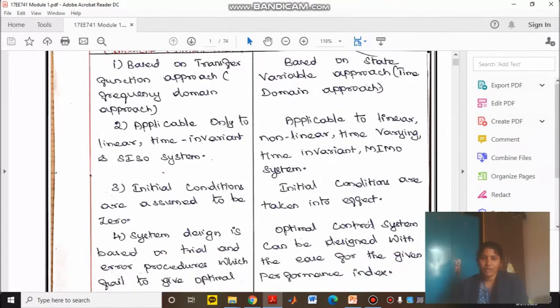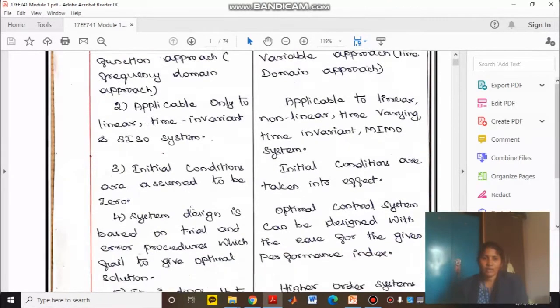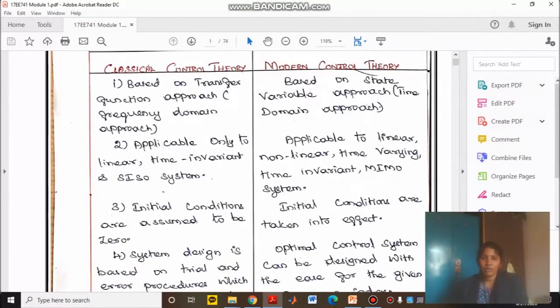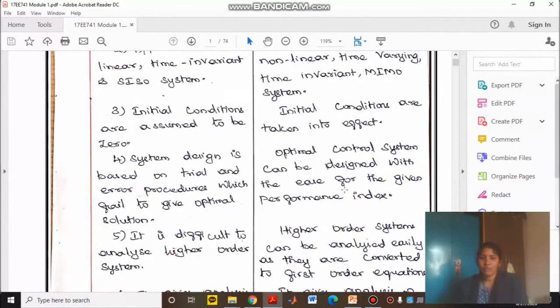conditions. In classical control theory, the system design is based on the trial and error approach. That is, we cannot get the optimal solution in classical control theory, as the analysis is done and proceeded by means of the trial and error method. Whereas in modern control theory, we get an optimum output. That is, an optimal system can be designed with a given performance index.